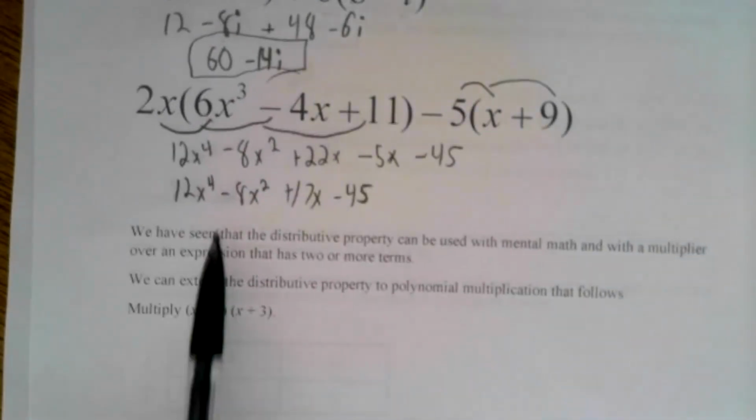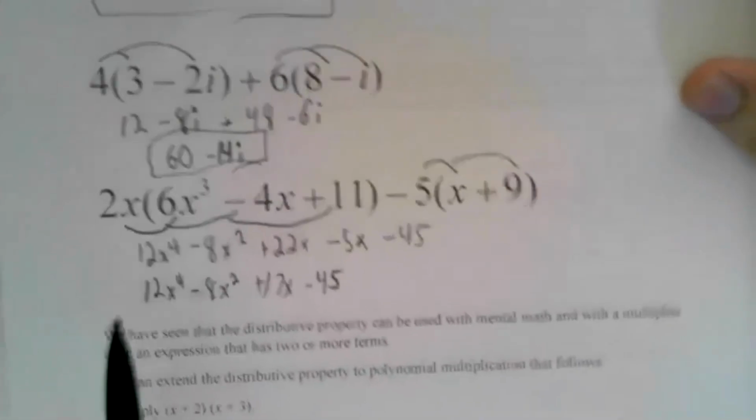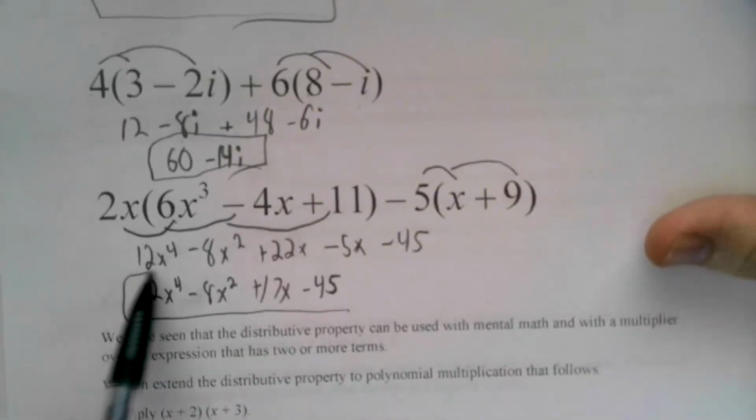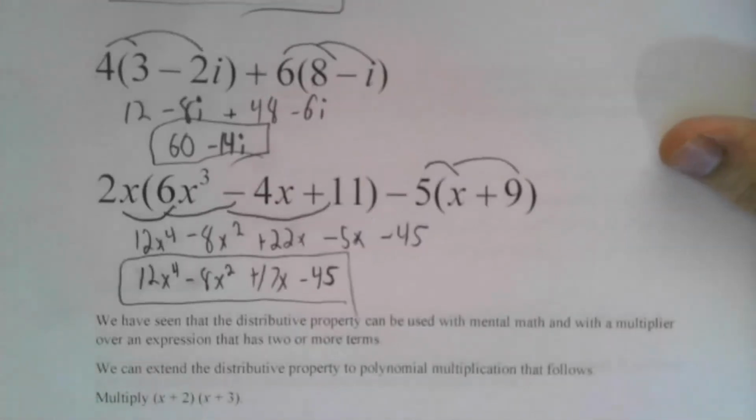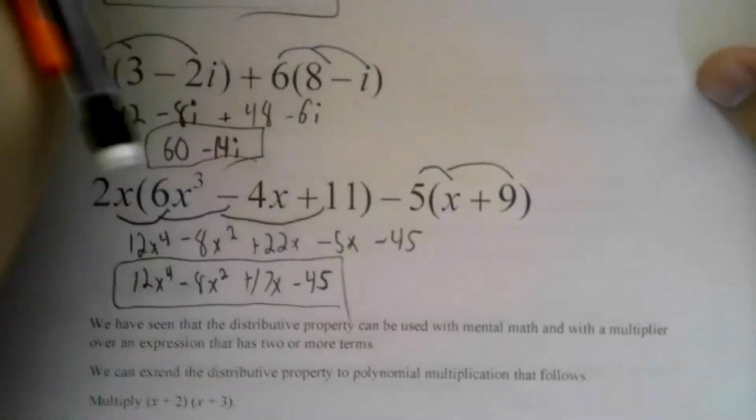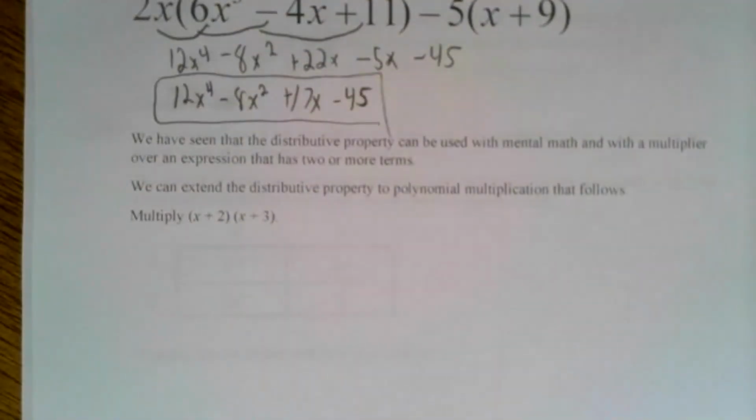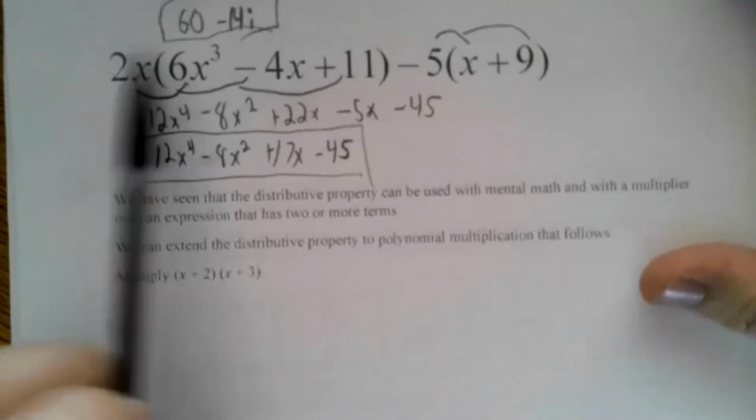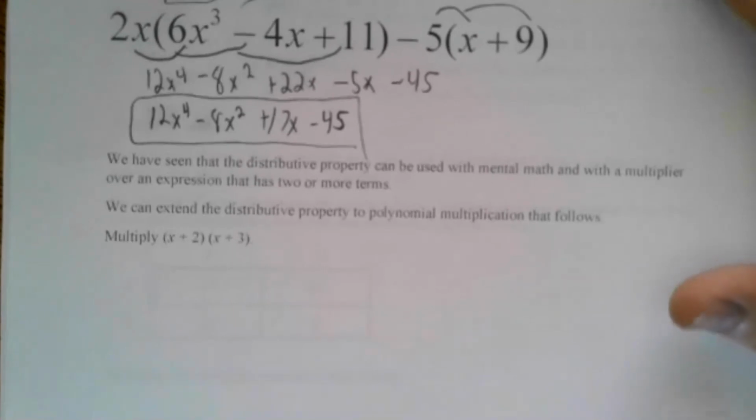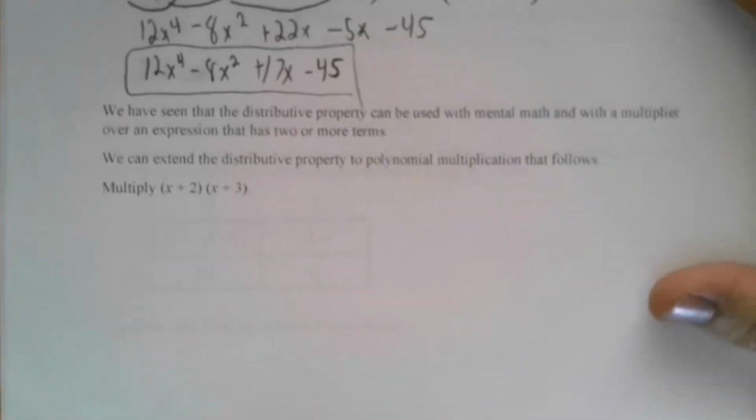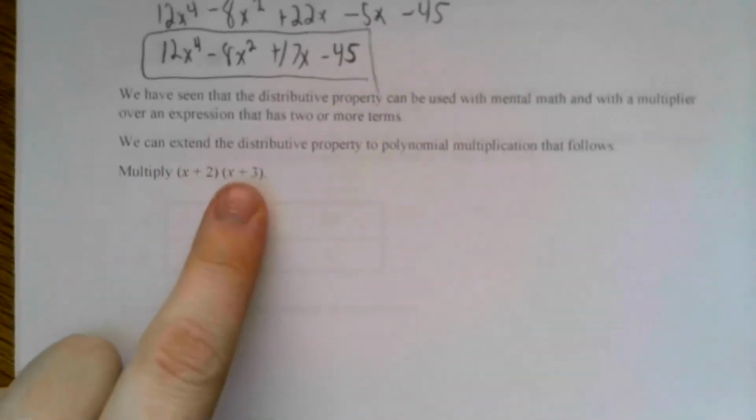Okay. Any questions on those ones so far? Okay, so now we will step up the difficulty just a little bit. So this one says we've seen the distributive property can be used with mental math and with a multiplier over an expression that has two or more terms. Basically what that means is we've just been using this as a multiplier in front of each of these terms. Okay, so we can extend this idea of a distributive property to polynomial multiplication. So we can have one parentheses multiplied by another parentheses.